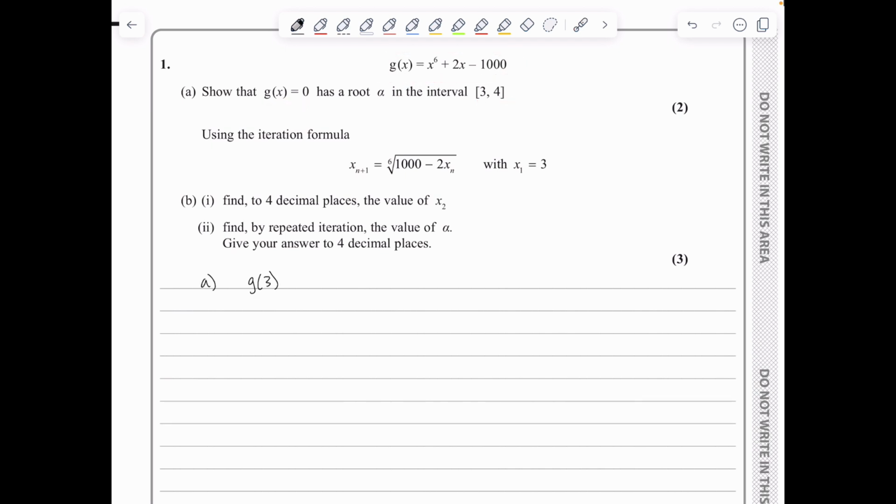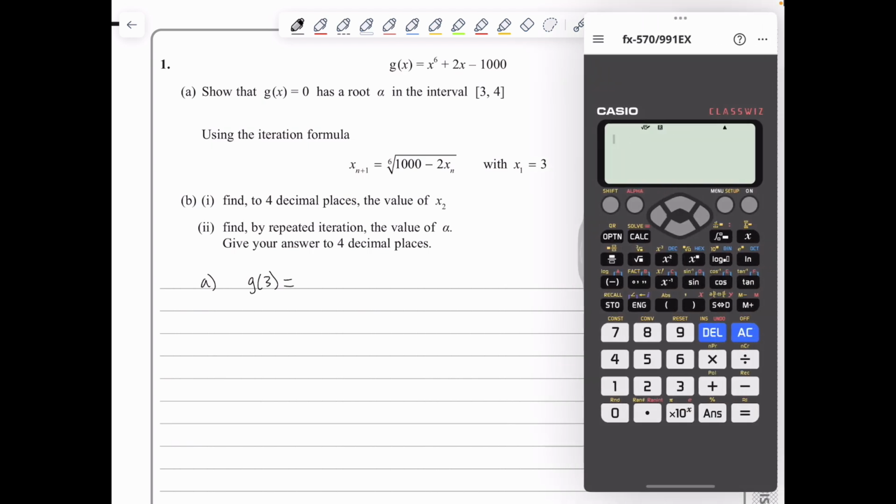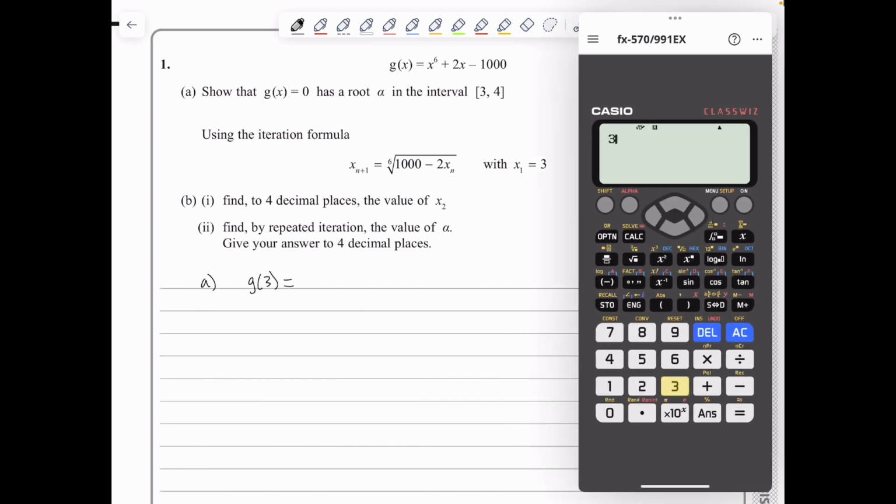a change of sign. So I'm going to go on my calculator, I press 3 and equal, so I'm storing the number 3 on my answer key. Then we've got ans to the power of 6 plus 2 ans minus 1000 to evaluate g of 3. This gives an answer of minus 265, and I'll do the same thing for g of 4.